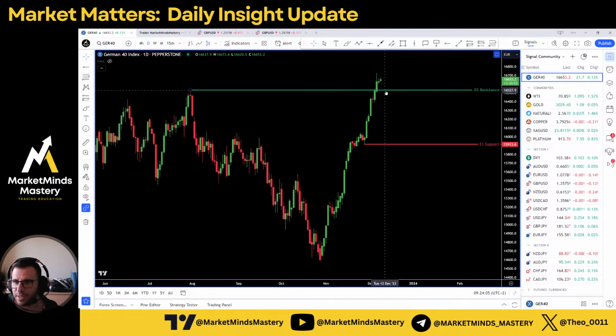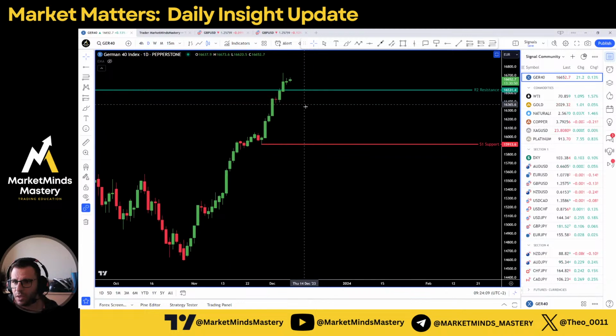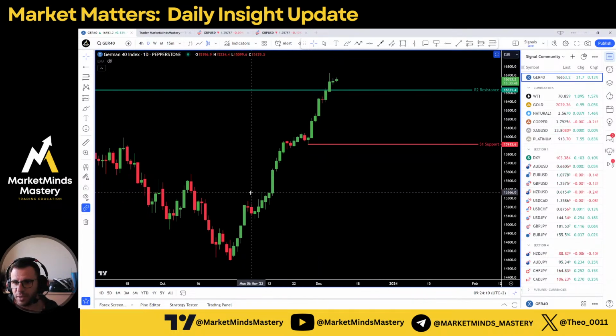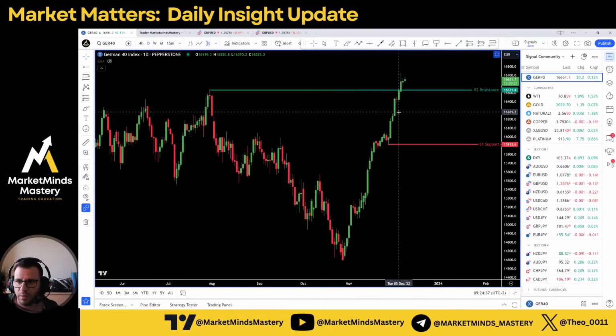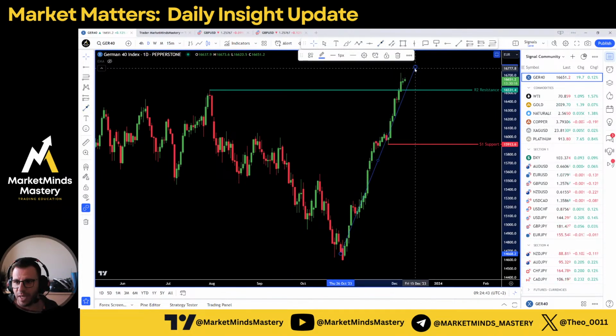And last one for today, guys, German 40. Finally, an inside candle. This went forever. It's been going since it started, let's say mid-November, and it's still going up. No kind of retracement except this one here. Let's see if this is going to move lower today or in the next few days. Because the markets never go up and stay up like this.